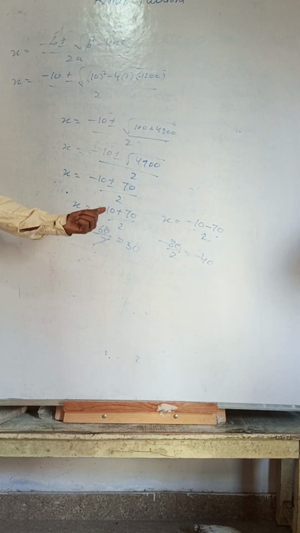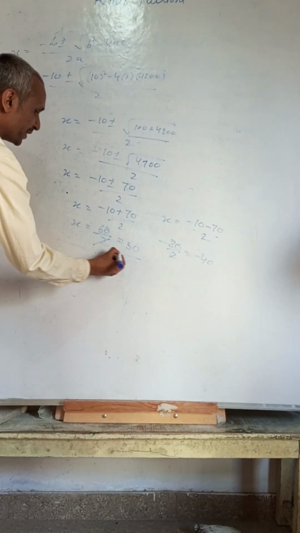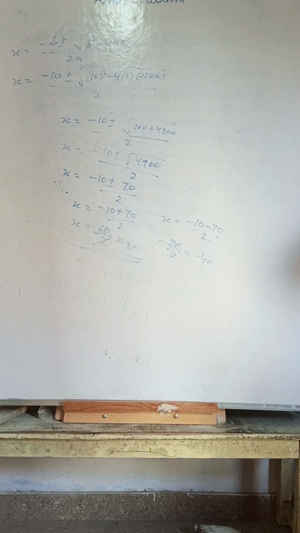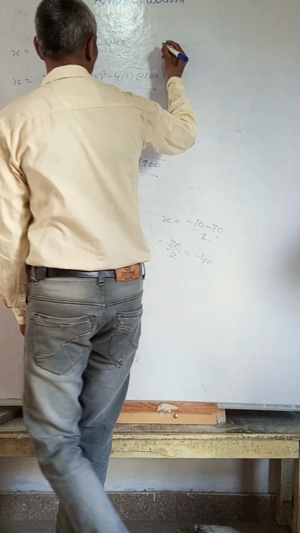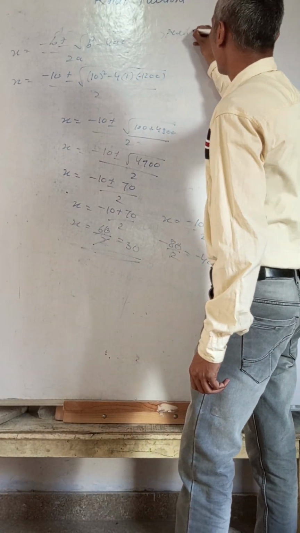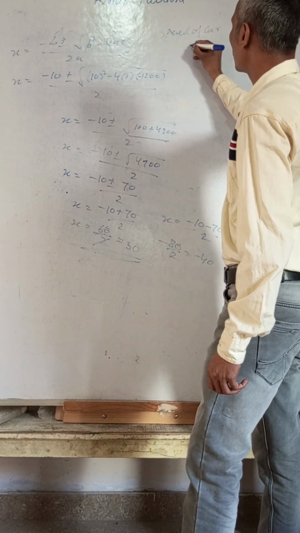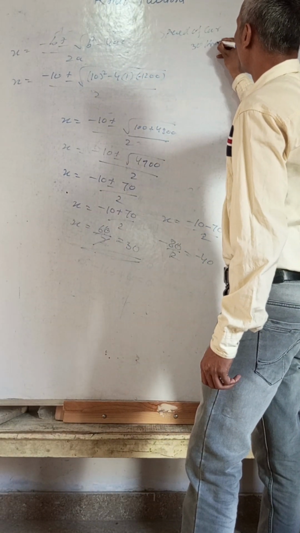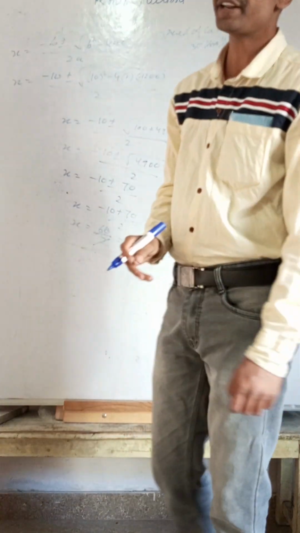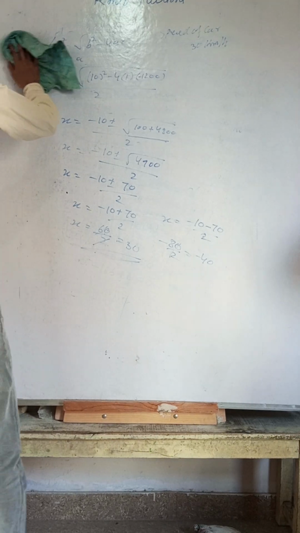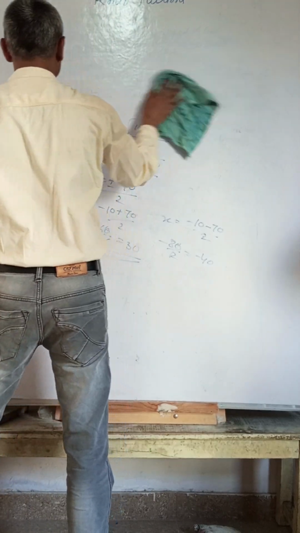Speed is not negative, so we are taking the speed of the car. Speed of the bus is what? 30 km per hour. Speed of car is equal to what? 30 km per hour. Next we are going to the next question. Question number 27.